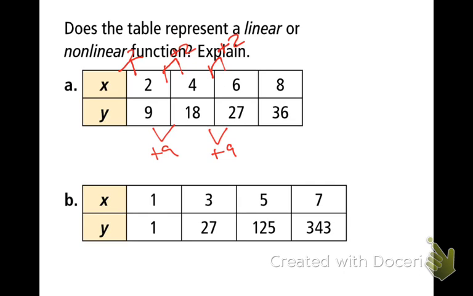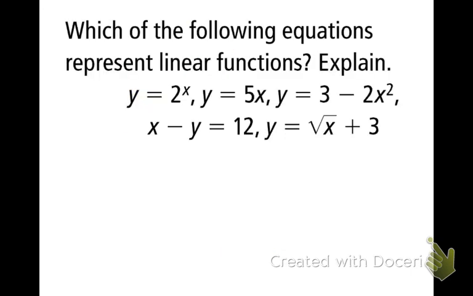Letter B. Is it a function or not a function? Riley, what do you say? Because the first one you're adding 2, and then the second one you're adding 27, and you're adding 90. You mean for the range, I'm adding by 27, and then I'm adding by 98. So it's not a linear function. It could be a function. It's just not a linear function.